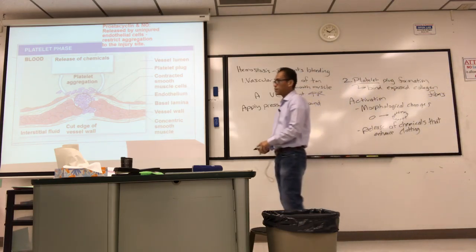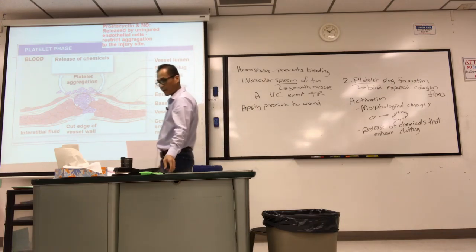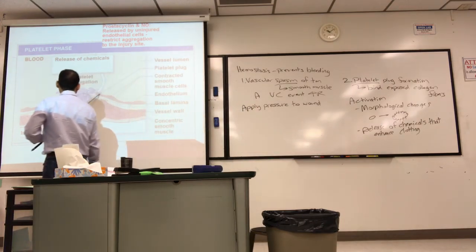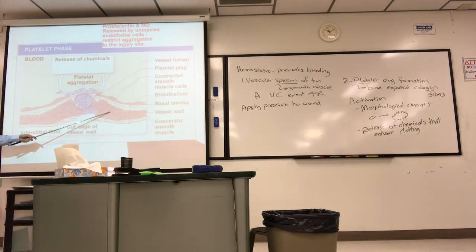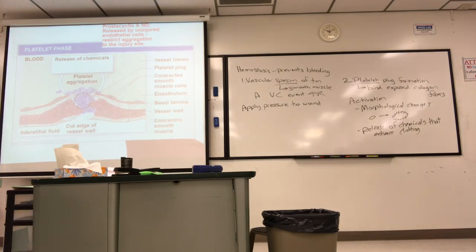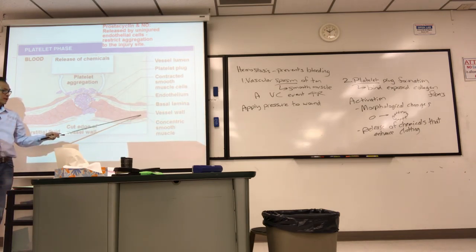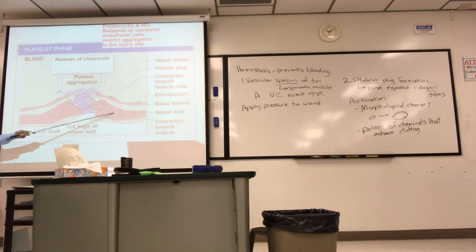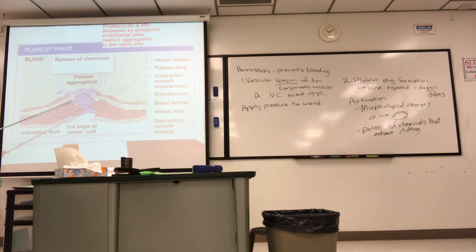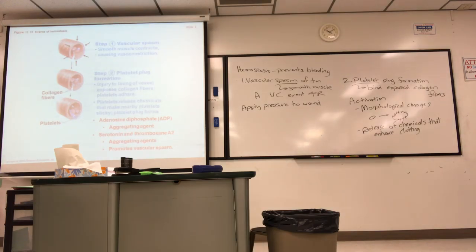This is a good picture to look at. They show you the area of injury, and if you remember the tunics, TI, TM, TA, they show you the vascular spasm. If you look at these smooth muscle cells in cross-section view, they're not contracted. The ones that are bigger are, okay? But you still have a gap. So these platelet plugs are bridging the gap, and they're all sticky and stuck together, filling the gap there. They call it platelet aggregation, this plug. The chemicals that are released, I have them on the next slide here. I would write down ADP, serotonin, and thromboxane A2. Those are the chemicals.